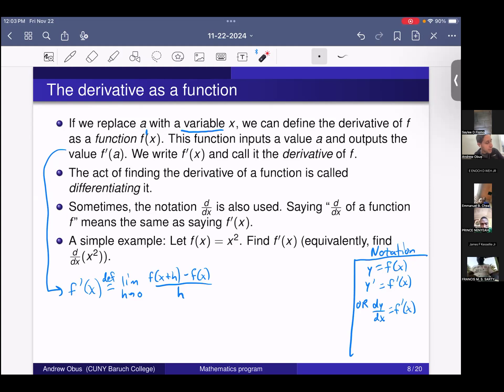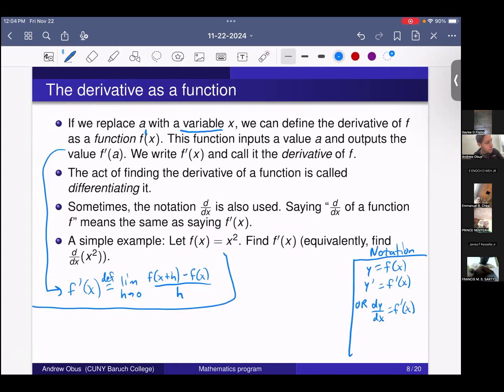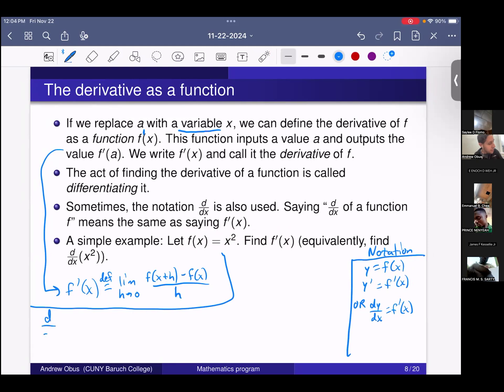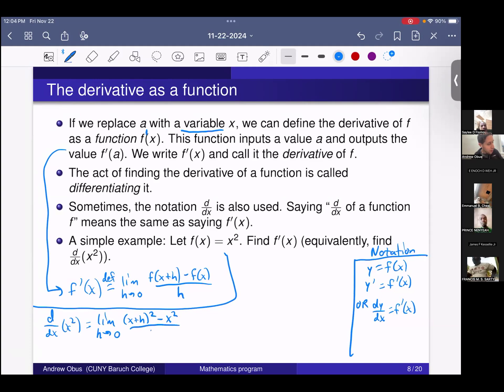So this is the function to take the derivative. A simple example would be if f of x is x squared, let's find its derivative not at any particular value, but as a function. Well, we have to use this definition. So what is d dx of x squared? Using this limit, it's the limit as h approaches 0 of (x plus h) squared minus x squared over h. It's f of x plus h, which means (x plus h) squared, then minus f of x, which means x squared, divided by h.